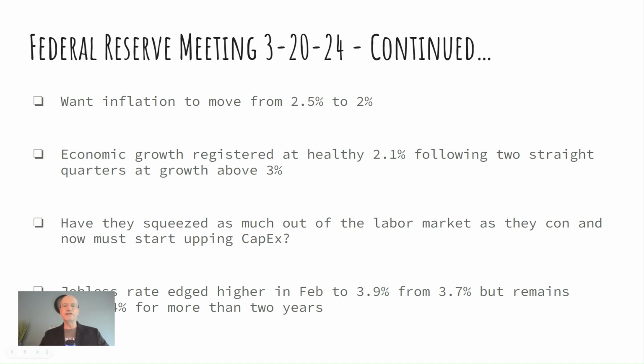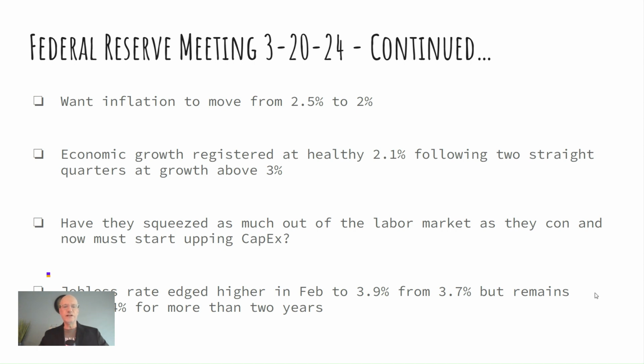I think they've squeezed as much out of the labor market as they can. And now they must start upping capex, or capital expenditures, because that's what we just talked about. That's what Kelvin Lancaster was talking about with the Isoquant, right? We had labor and then we had capital expenditures, and those 2 variables should play on each other to equal maximum profit. So as the labor market goes down, capital expenditure should go up and vice versa.